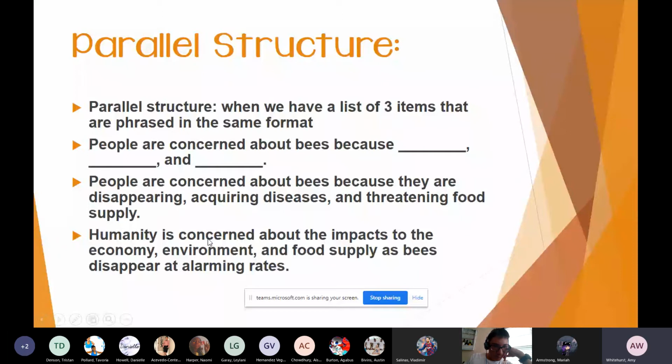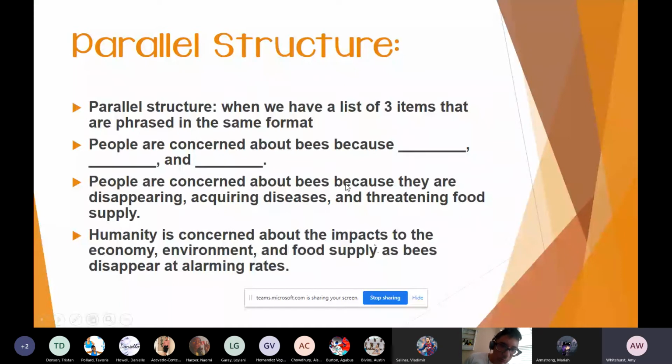So some people might say, for their thesis statement, humanity is concerned about the impacts to the economy, environment, and food supply as bees disappear at alarming rates. So again, this is a thesis statement that has three reasons, and they're using parallel structure because they're all in the same tense, they're all nouns, they're not in different tenses as far as -ing, -ed, they're all present.